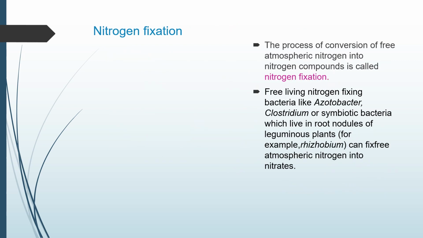Now here comes the next useful role of bacteria in agriculture, which is nitrogen fixation. So what is happening here? It is the process of conversion of the free atmospheric nitrogen, as nitrogen is always free in the atmosphere, into nitrogen compounds. It's called nitrogen fixation. So there are the free living nitrogen fixing bacteria like Azotobacter and Clostridium, and there are the symbiotic bacteria.